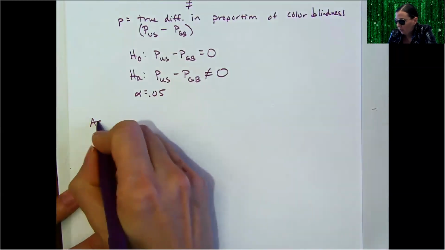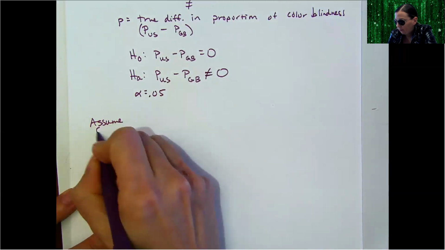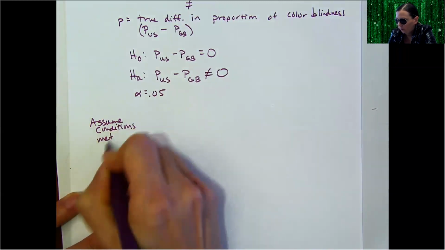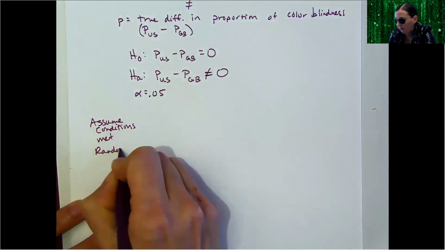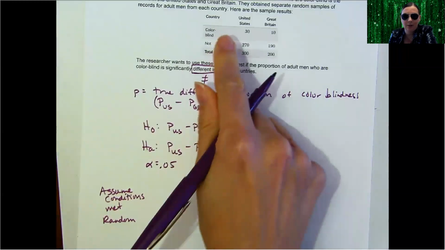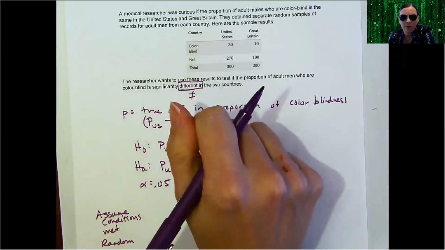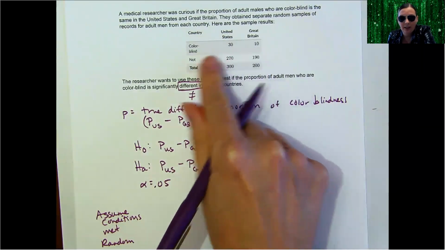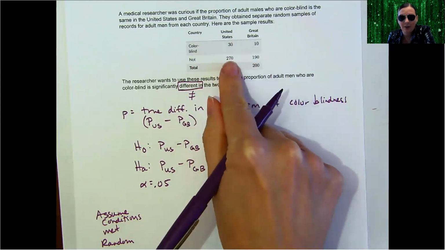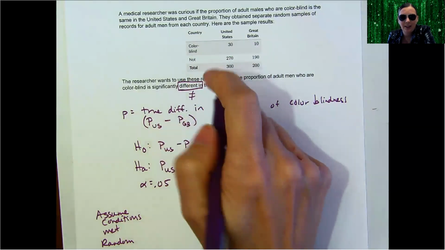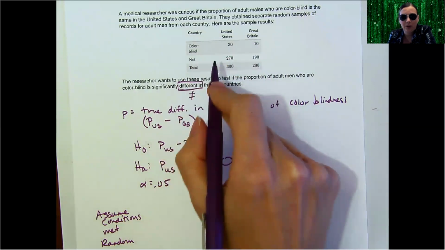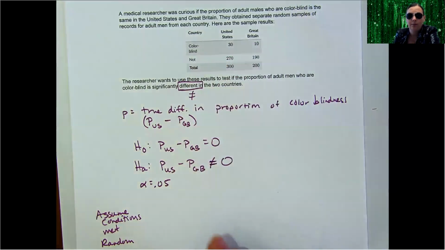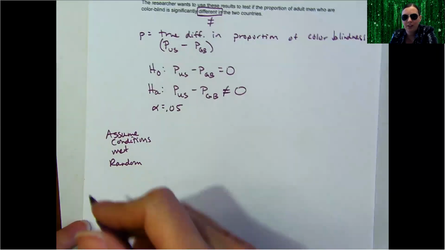We will assume conditions met. Remember conditions: random, which the problem did say random. Normal, we have at least 10 that are colorblind and at least 10 that are not colorblind. And independent, well, we'll have to assume that there's at least 3,000 and at least 2,000 men in each of these countries. Safe to assume.